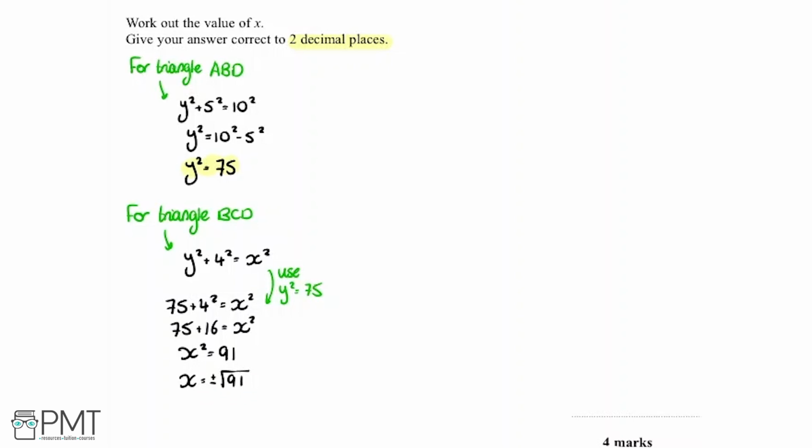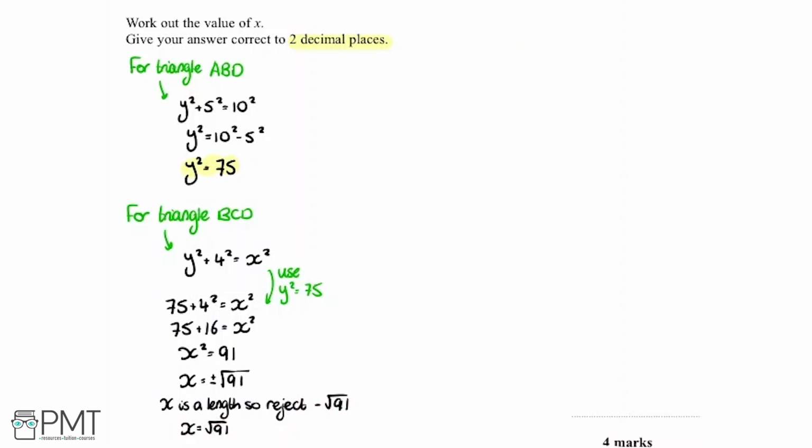So we need to think about this for a second. We've got 2 answers for x. So which one's it going to be? Well, in the context of the question, we're looking at a length here. So it's going to have to be positive because you can't have a negative length. So I've written that out here. x is a length, so we're going to reject negative the square root of 91. So x is just equal to the square root of 91.